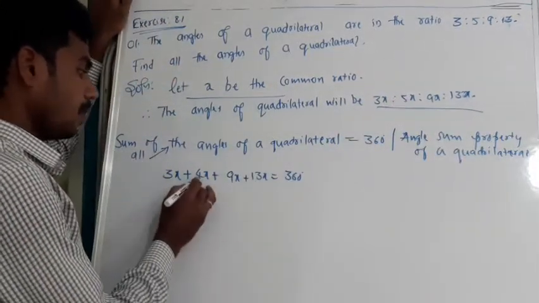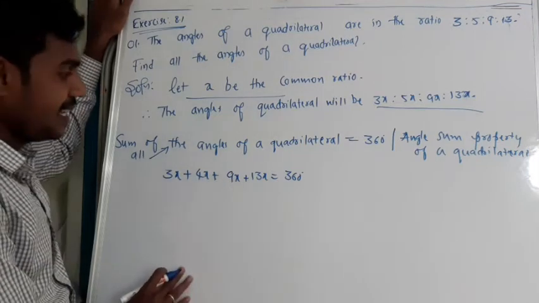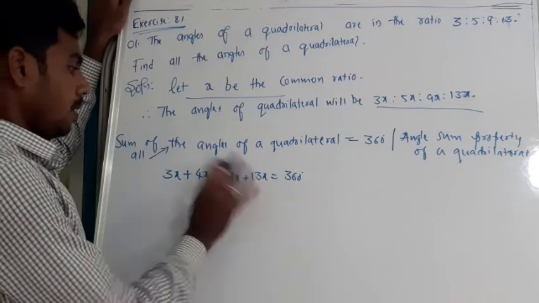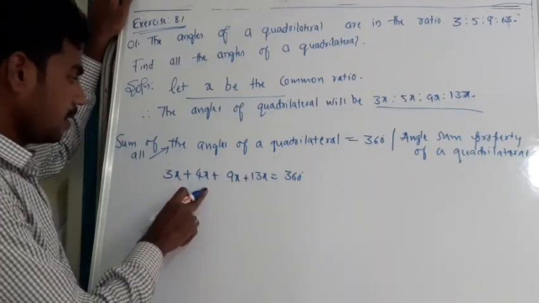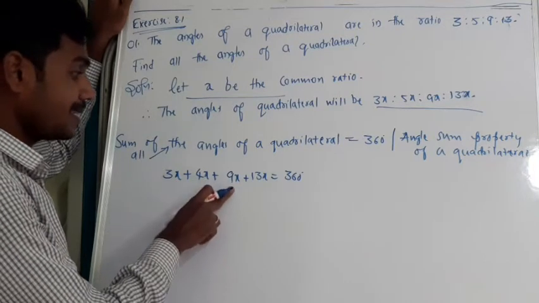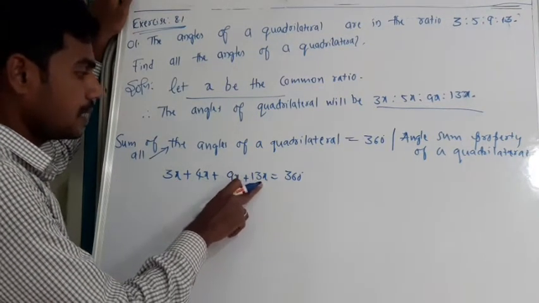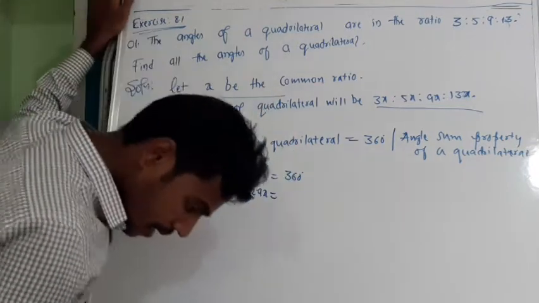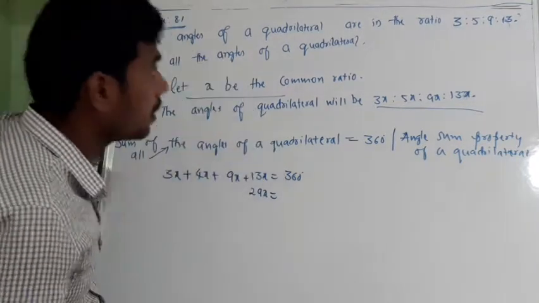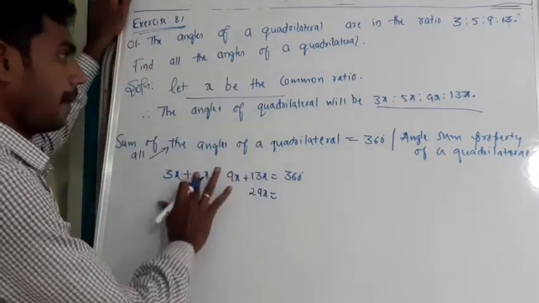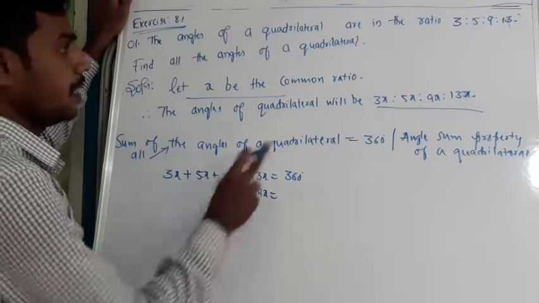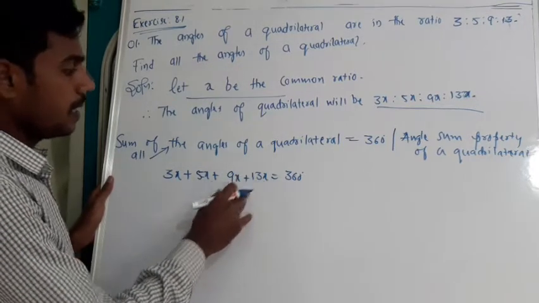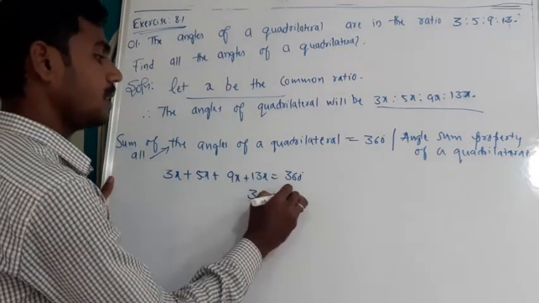See, 3x plus 4x is 7x, 7x plus 9x is 16x, 16x plus 3x, 19, 19 plus 10, 29x. Is it 29? Wait please. 3 is to 5 is to 9 is to 13. I made a mistake. This is 5. 3 plus 5 is 8. 8 plus 9 is 17. 17 plus 13 is 30. 30x is equal to 360.